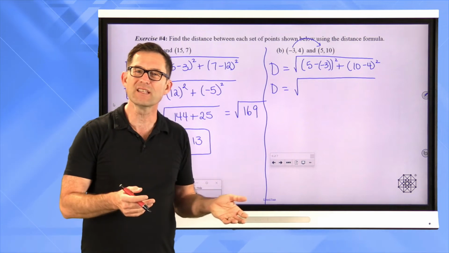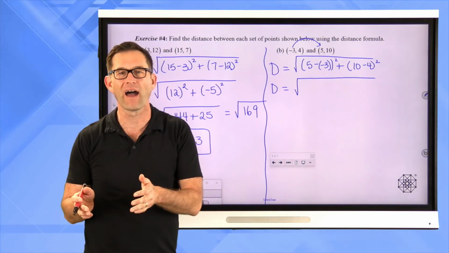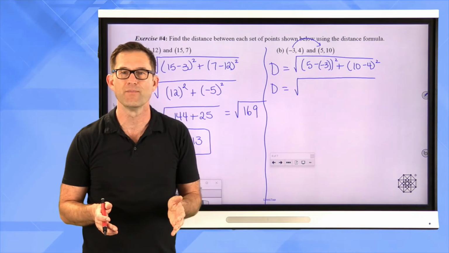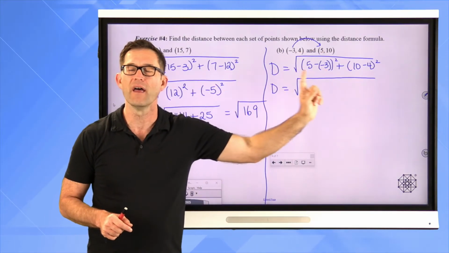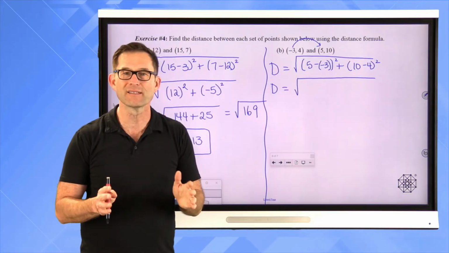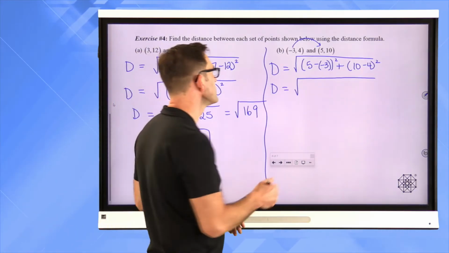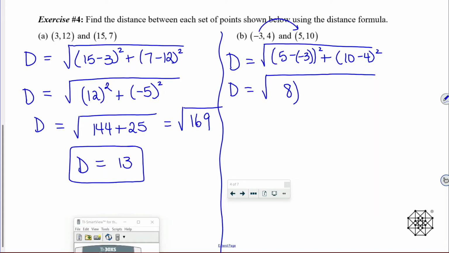But that would be weird. That would say that the distance between negative 3 and 5 is only 2 units, right? But in fact, if I were to go from negative 3 to 5 on the coordinate grid, that would be an 8-unit distance. An 8-unit horizontal distance is separating those two x-coordinates. So never forget that. Likewise, the distance from 4 to 10 is 6 units.